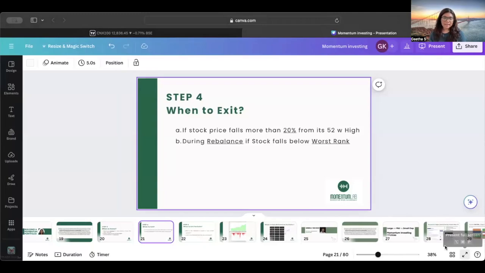Or the second thing is during rebalancing, we sell a stock if it falls below the worst rank. Now, what is rebalancing, what is the worst rank, etc. will be dealt with. I will explain to you clearly what exactly I mean by rebalancing. However, if you have been investing and doing any kind of momentum investing or building a portfolio, you would understand or at least have heard the term rebalancing. So I will discuss what rebalancing is in detail in the following content. And we will also look at what a worst rank is, right?